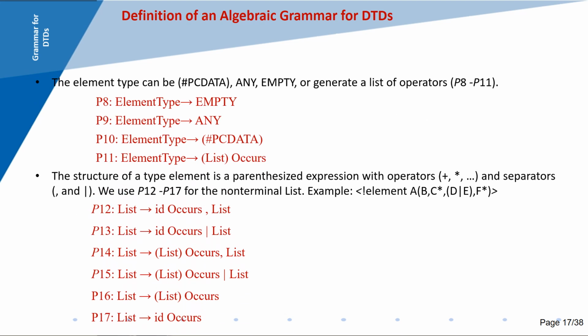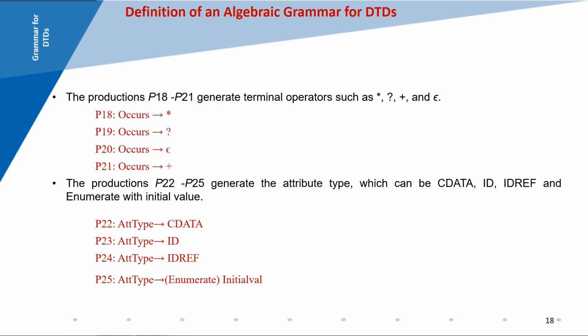The productions P8 to P11 generate element type, which can be PCDATA, ANY, EMPTY, or a list of operators. The structure of an element type is a parenthesized expression with operators. The productions P18 to P21 generate the terminal operator, which can be star, plus, or exclamation mark, or empty. The productions P22 to P25 generate the attribute type, which can be CDATA, ID, IDREF, and enumerate.